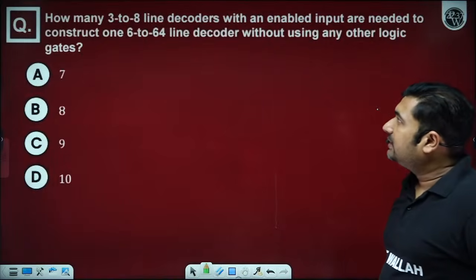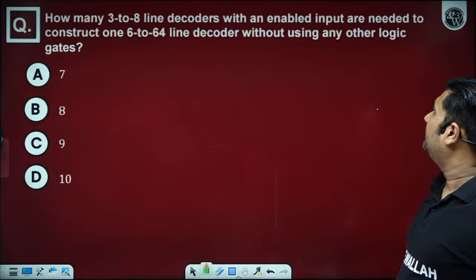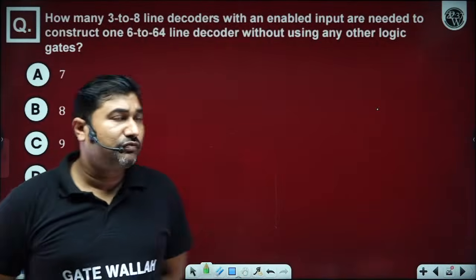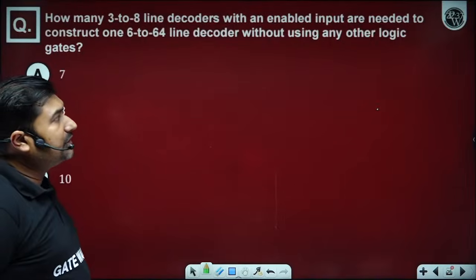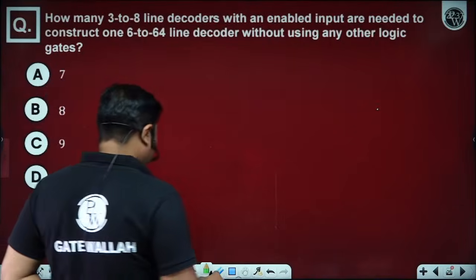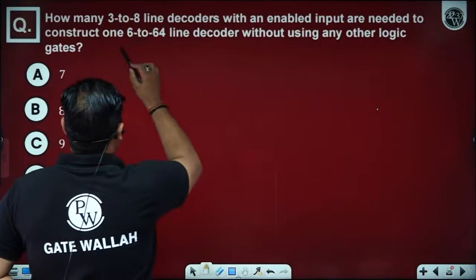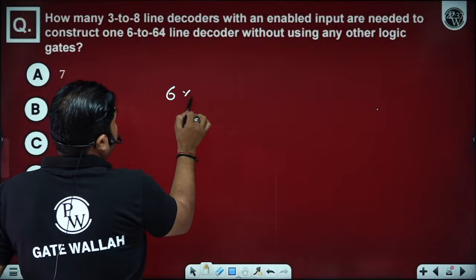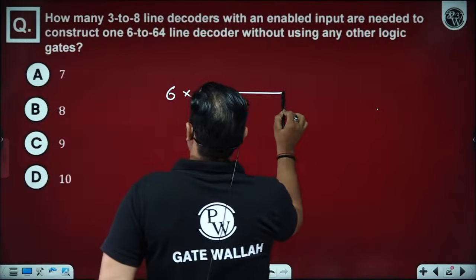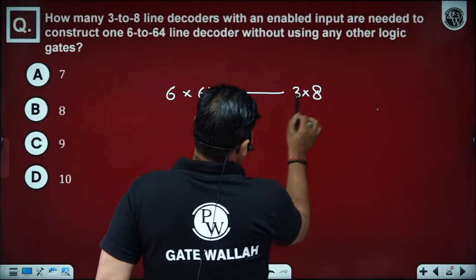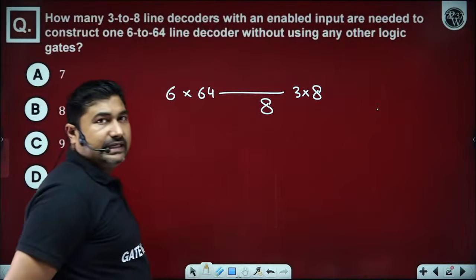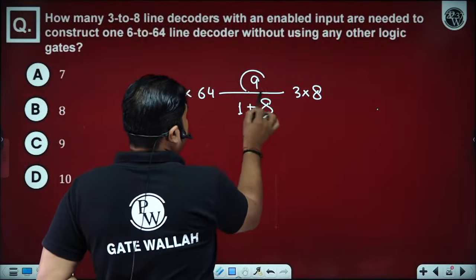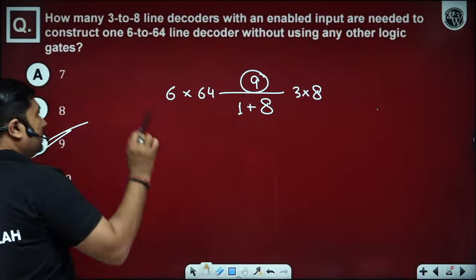Sir, how many 3x8 line decoders with enable inputs are needed to construct one 6 to 64 line decoder without using any additional logic gates? So we have 3 to 8 and we want to implement 6 to 64 by using 3 to 8. So first of all we need 8. Yes sir. Then 1. So total needed will be 9. How many of you able to understand beta ji?